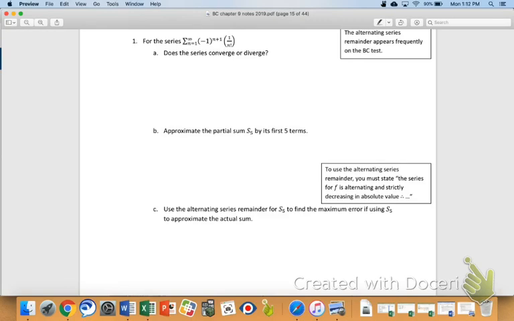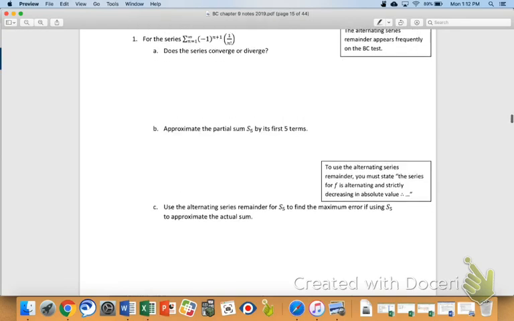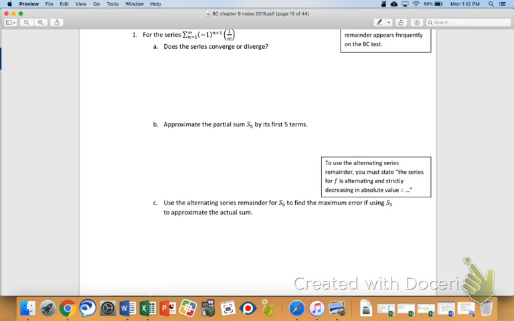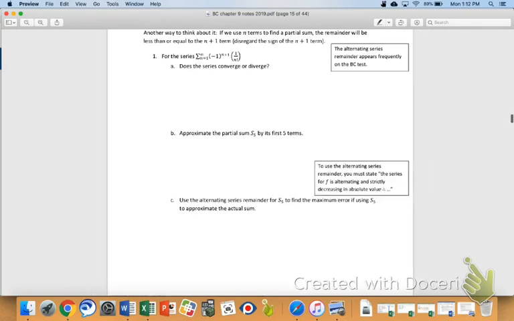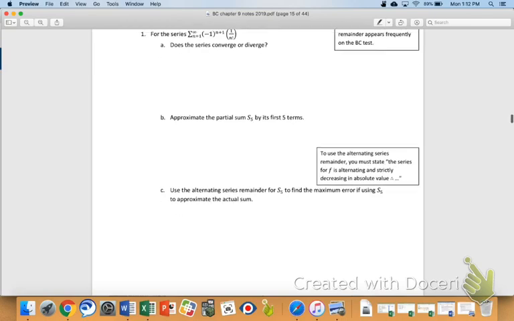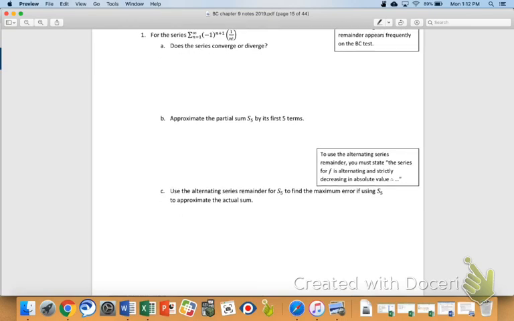So I'd like for you guys to try to answer question A. And then question B, approximate the partial sum S5 by using those first 5 terms, right? Terms 1, 2, 3, 4, 5. And then we'll discuss a little bit about C, okay? So please try. I feel like you can definitely do A and B. C will have to do just a little bit of exploring and see if you all can come up with a good way to handle C. Okay, I want to get you guys going on C here in a second.